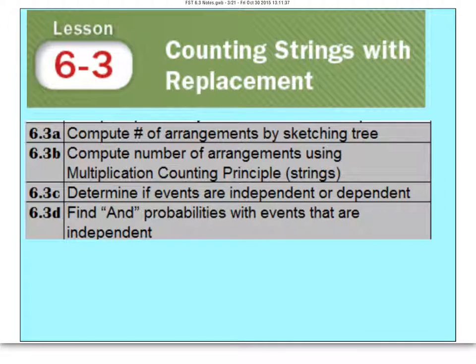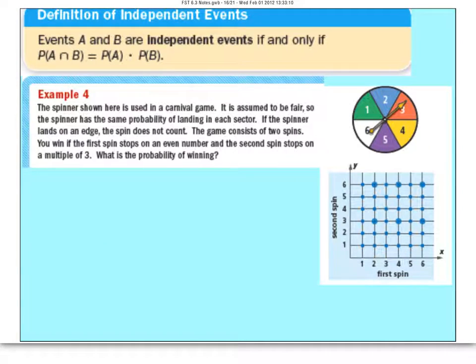In Learning Objective C, we're going to determine if events are independent or dependent. We're going to talk about events being independent of each other. If two events are independent of each other, it means one will not impact the outcome of the other. If they are not independent, they are dependent on each other and they will impact each other.